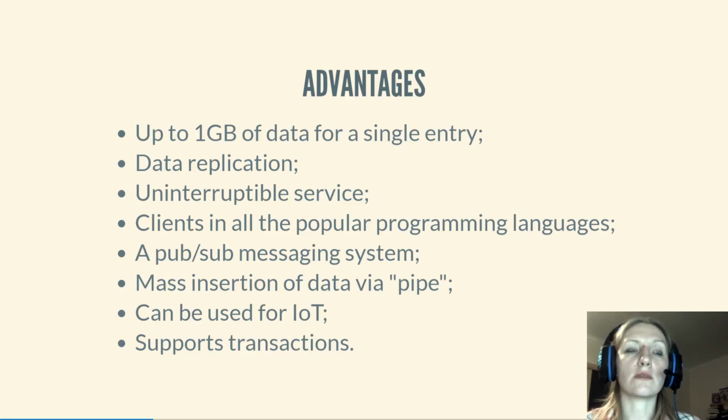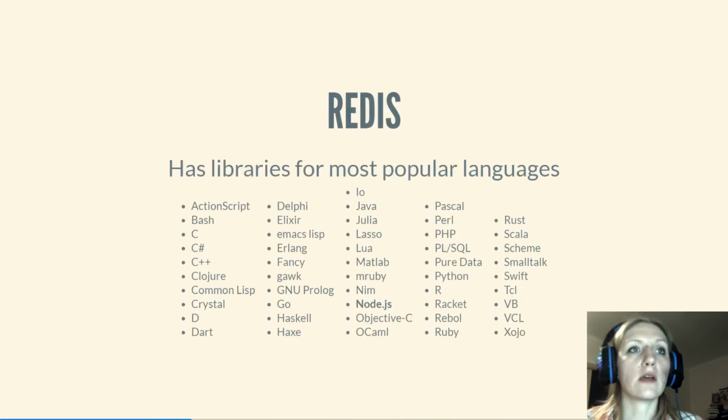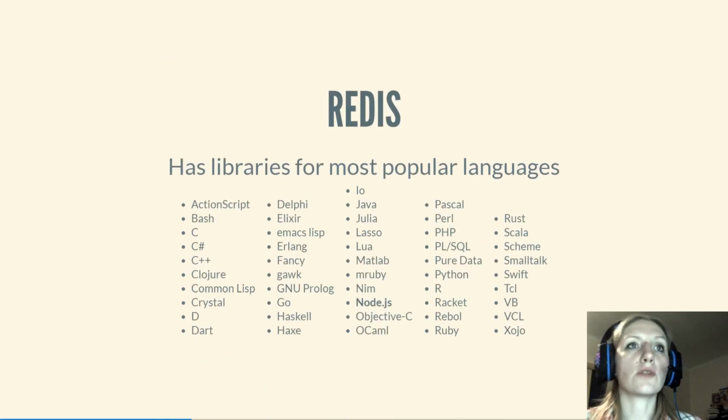Redis offers PubSub messaging system. It allows you to insert huge amount of data using the mass insertion function. Redis can be installed on small devices like Raspberry Pi and ARM, and that's due to it has small memory footprint. By the way, you can use it for developing your system for Internet of Things. Redis supports transactions, and that's good. Your commands can be executed in a single package, not in a queue one by one every time. So here is a table showing you languages that have libraries of Redis.